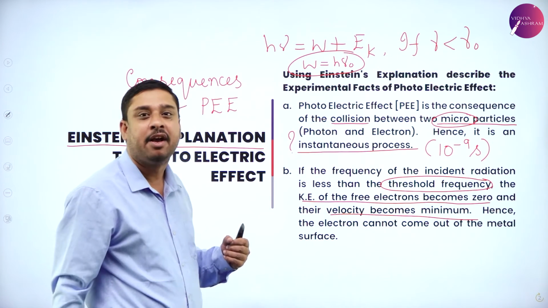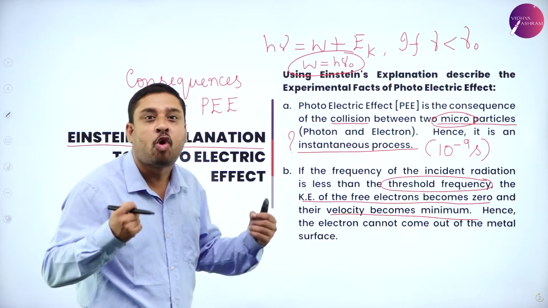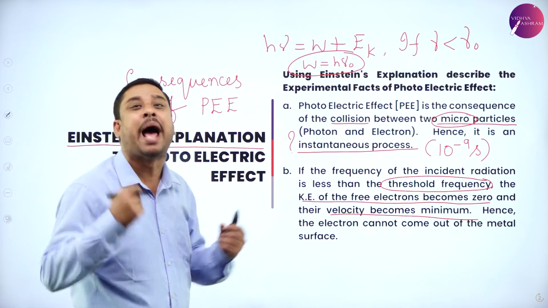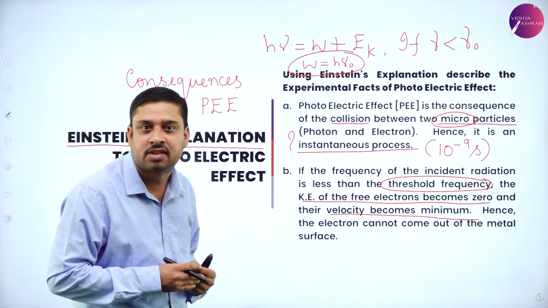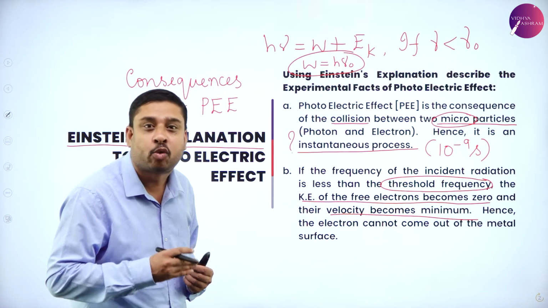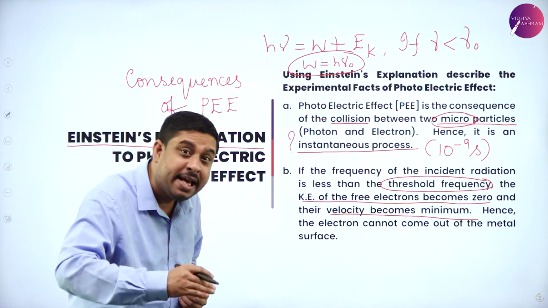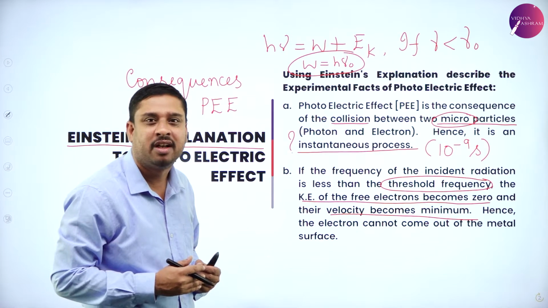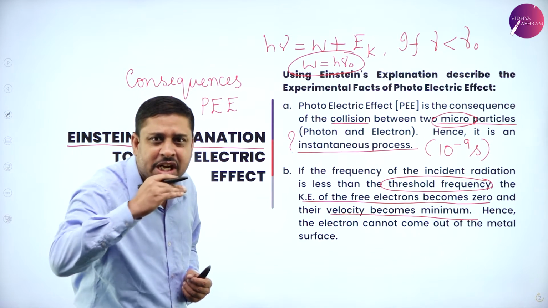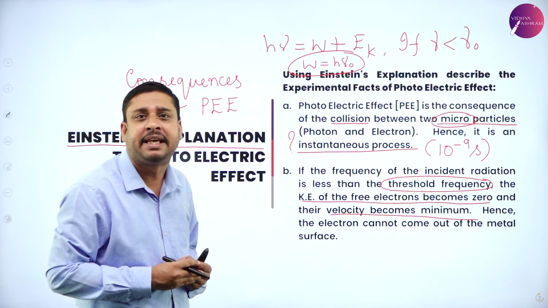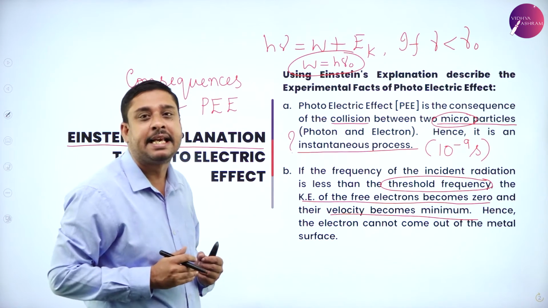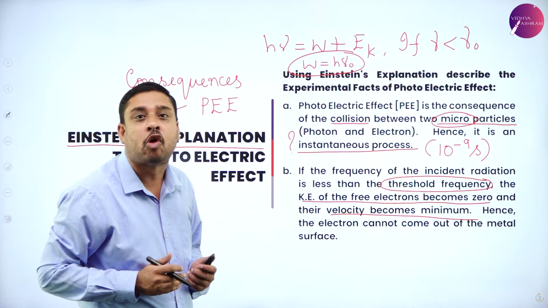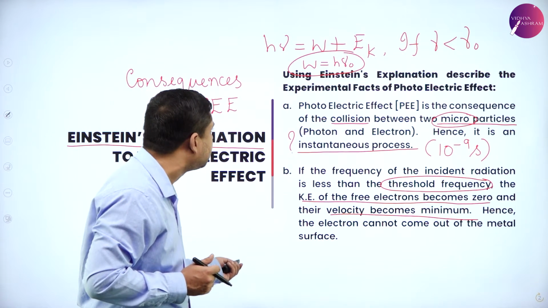Therefore we say, for photoelectric effect to happen, for liberation of electrons, the frequency should be greater than threshold, so that sufficient kinetic energy can be given. Velocity of the electron increases and it comes out of the metal surface. Next.